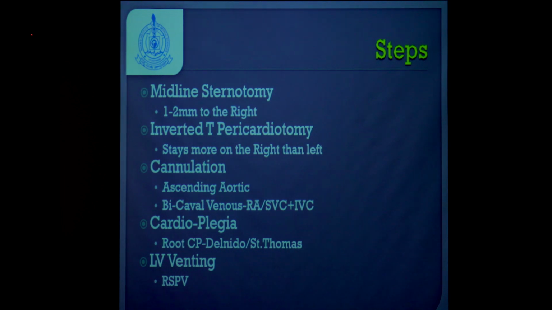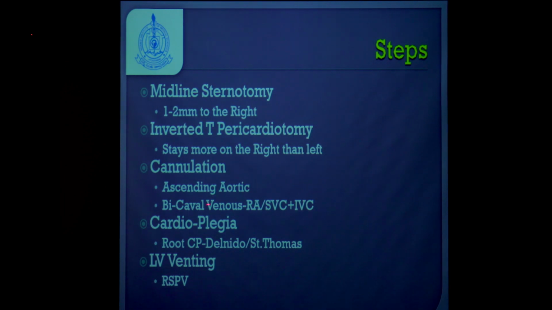A standard midline sternotomy is what to do. However, Jacob sir in one of his conferences said that a sternotomy about 1 to 2 millimeters to the right would actually help us access the left side of the heart easier, as the right side of the heart is easier than the left. We do an inverted T-shaped pericardiectomy, and the stays are more on the right side. The right side of the pericardium is stayed and lifted up, and the left is left free, because we do not want the left apex to be lifted up. If the apex of the heart is lifted up, the mitral valve apparatus goes away from the surgeon's view, and it is a difficult visualization again.